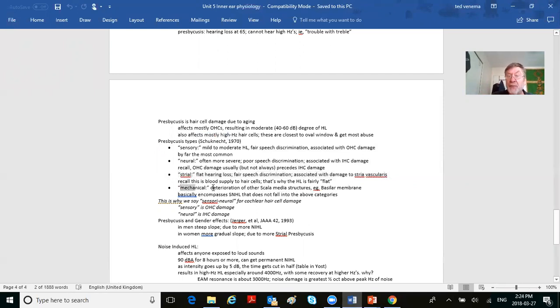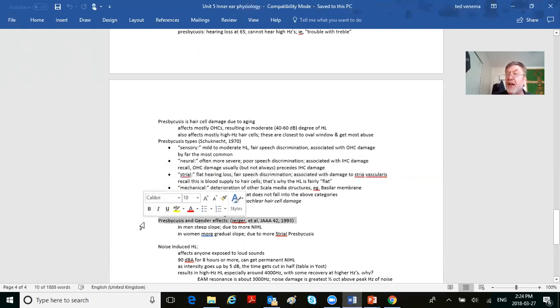Mechanical hearing loss or presbycusis is deterioration of actual structures like the basilar membrane itself. And basically it encompasses sensory neural loss that doesn't fall into the above categories. This is why we say sensory neural for cochlear hair cell damage. Sensory refers to outer hair cell damage, neural refers to inner.